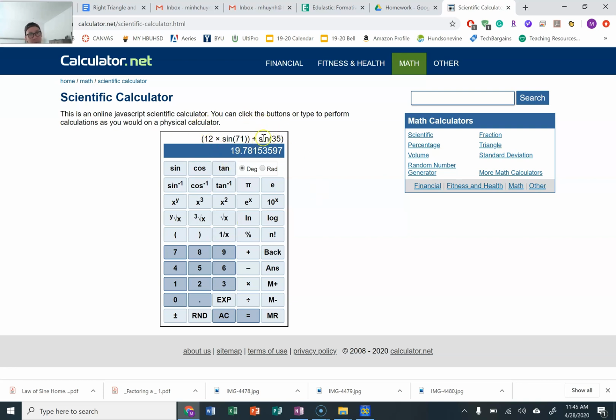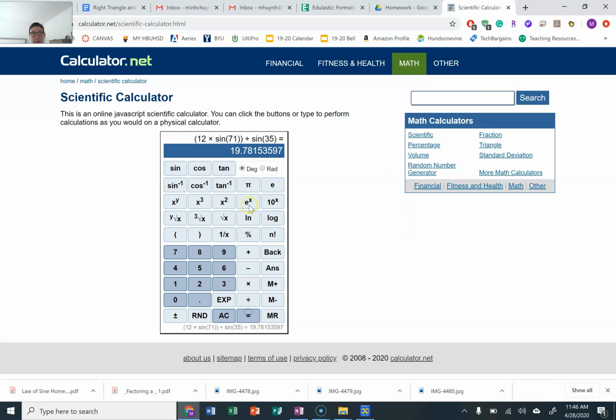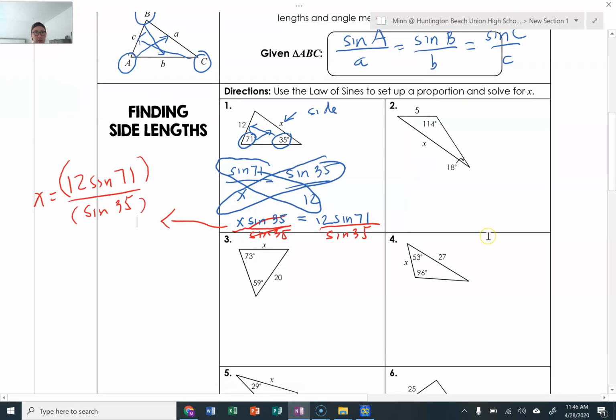Notice, I said earlier, you go ahead and put a set of parentheses around here. But if there's no number in front of that sine, just go ahead and put sine 35. You should be fine. Okay? So it's a lot of calculator practice with this. So now I'm going to go ahead and press enter. So I got around, to one decimal place, 19.8. So I'm going to go back over here. So my side length is going to be x is equal to 19.8.